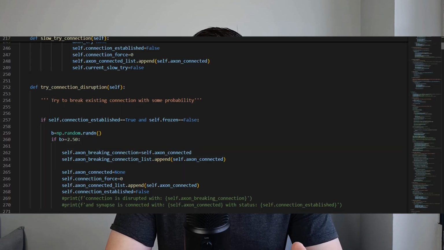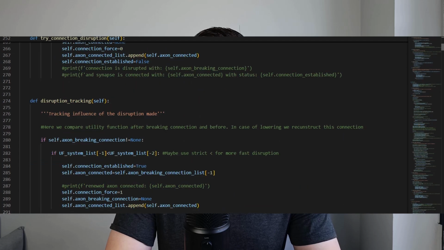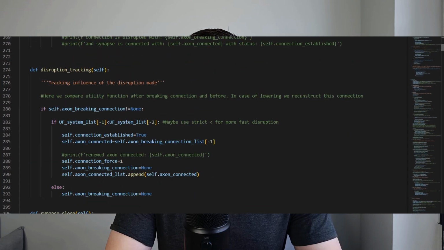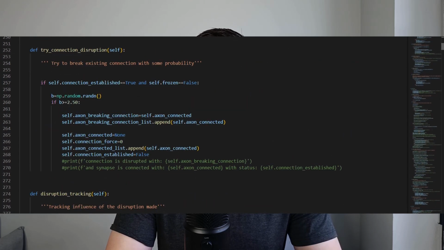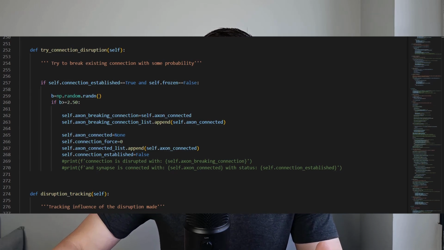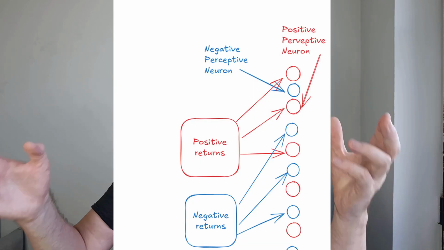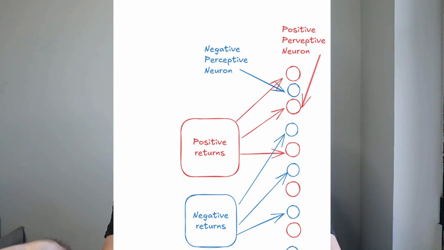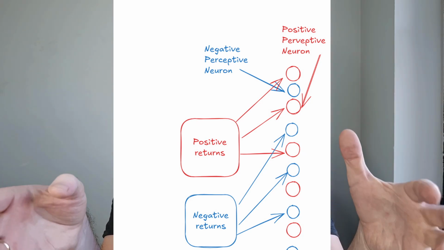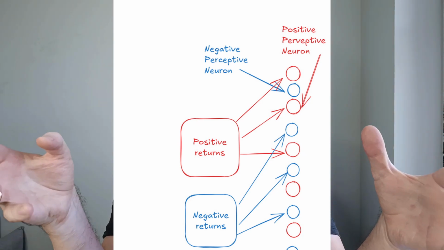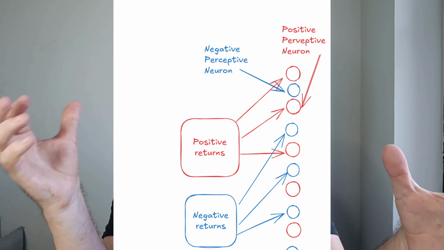Also, I provided a mechanism for disrupting the connection. Under certain circumstances, the synapse breaks the connection, and if the utility has no fall in this period, the break remains valid. Network architecture. We have 8 special sensory neurons that see only positive returns and 8 only for negative returns. And so the system only looks back 8 periods.